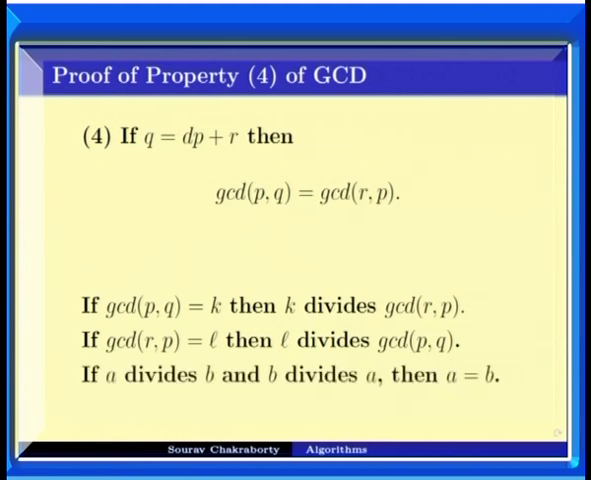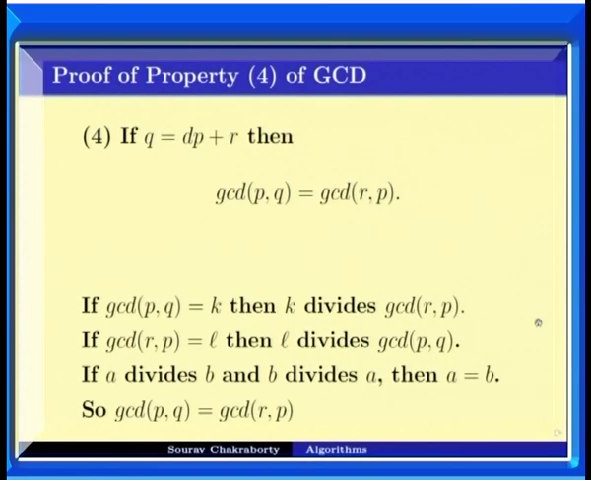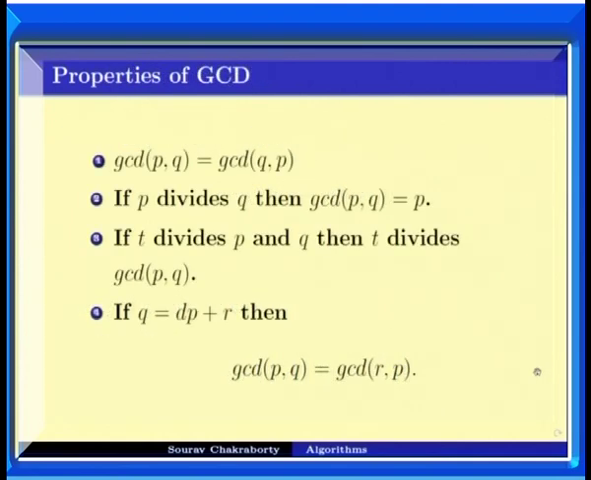And now if a divides b and b divides a, then since a and b are integers, we do get a is equal to b. Thus we have these two are equal. So this is the proof of the fourth property. Thus we have these 4 properties of GCD. We have added a new property just now, which is this.